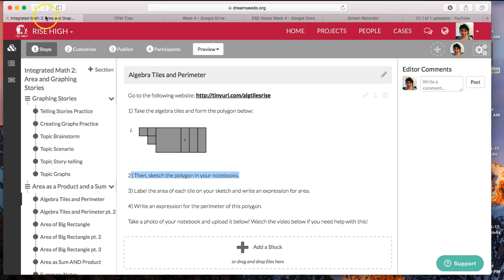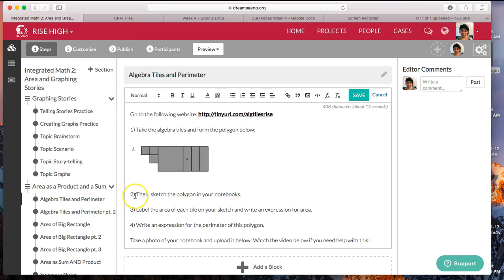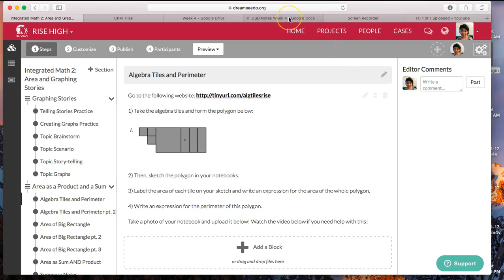All right, so hopefully you have a sketch of this polygon. It says to go ahead and label the area of each tile on your sketch and write an expression for the area of the whole polygon. So this is a little tricky, but I want you to think about what we did last week with the carpet tiles, right? So if you remember last week, we counted the 1 unit squares total in the shape to find the area of the whole thing, right?